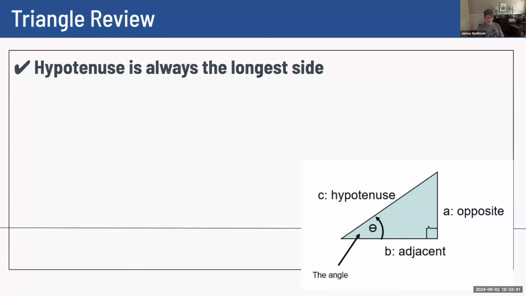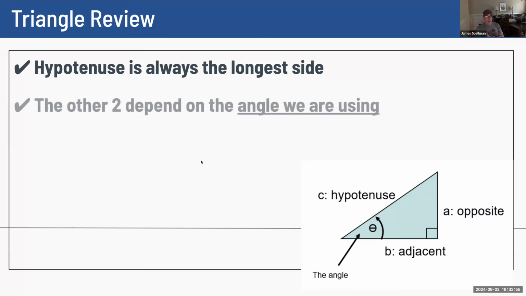The right angle is always going to be the biggest angle, so the side across from it is always going to be the biggest side. Think about that with the angles. If the angle shrinks, then the side across from it is going to be getting smaller and smaller as well. Now, the other two depend on the angle that we're using.